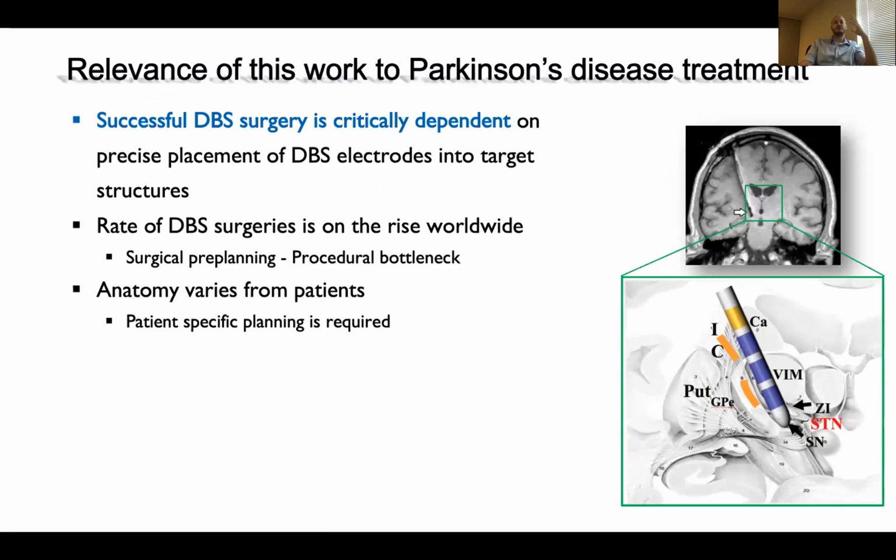Now, the thing with DBS is that successful DBS surgery is critically dependent on the precise placement of the electrodes inside the target structures within the patient's brain. So here's an example of an illustration of the DBS electrode inside the target known as the STN, or subthalamic nucleus. Concurrently, the rate of DBS surgeries is on the rise worldwide. So from a surgical center point of view, this poses a procedural bottleneck.